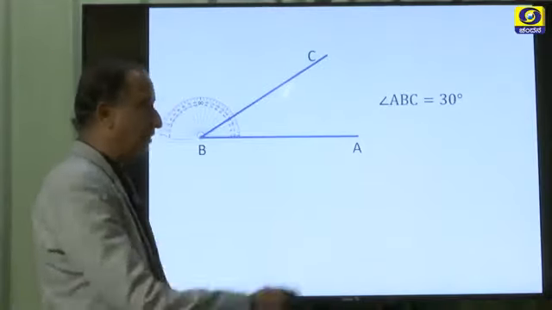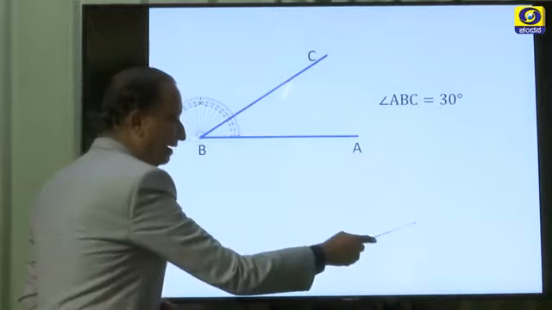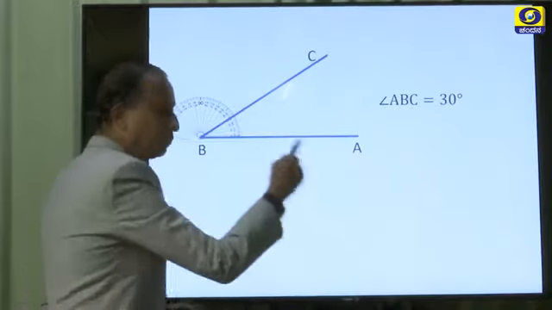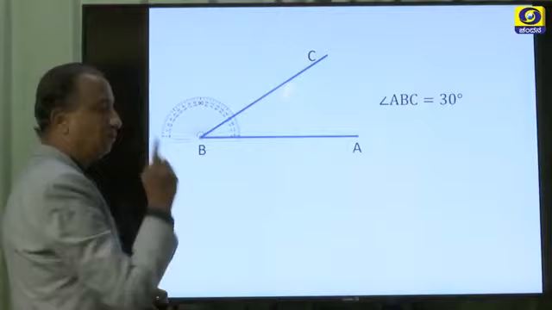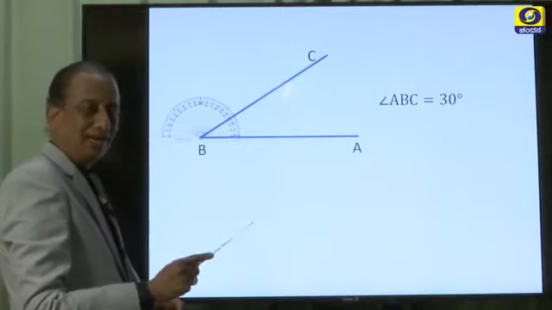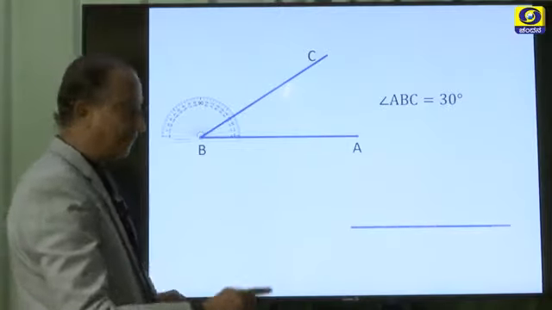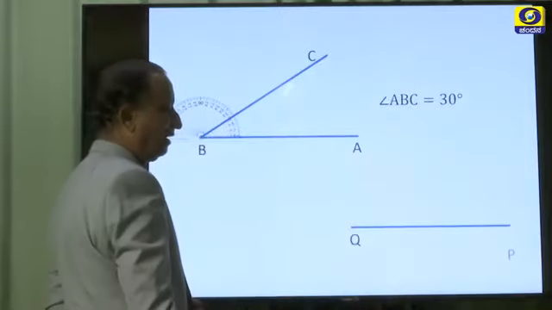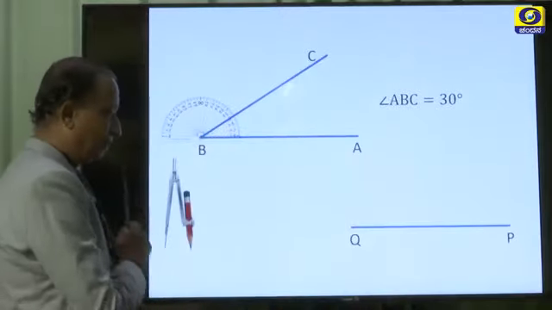Now the question is, you have to construct another angle here such that it is also equal to 30 degrees, but without using a protractor, using scale and compasses only. So how can it be done? First draw a line segment QP, take compasses.